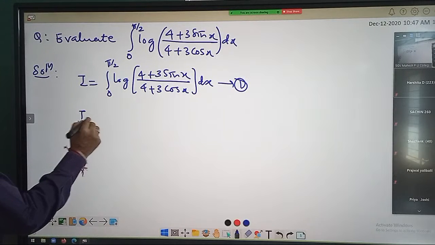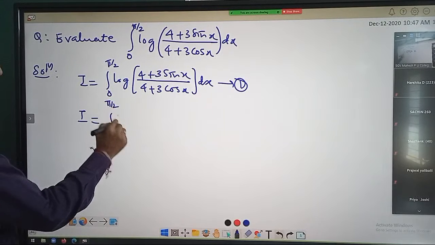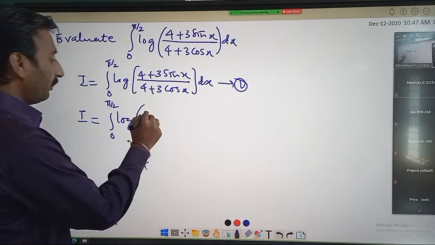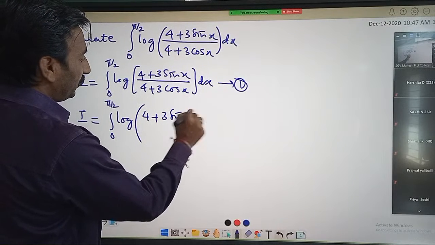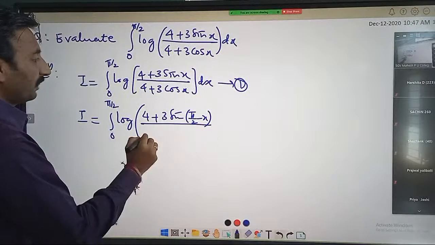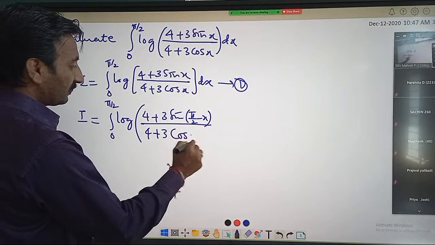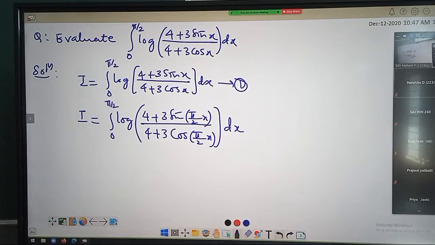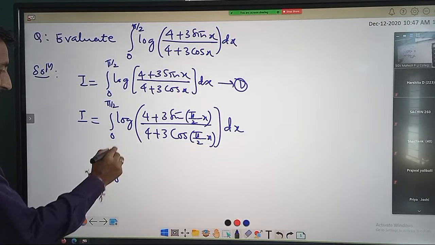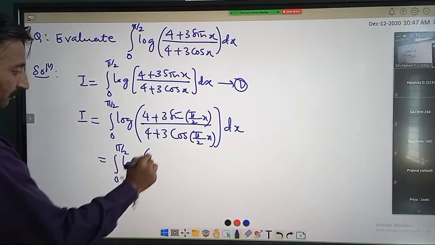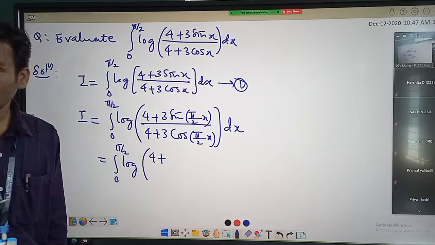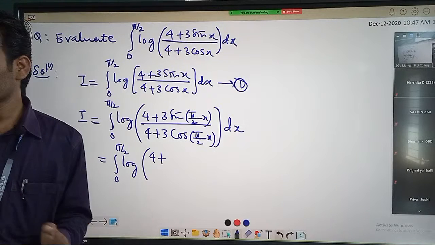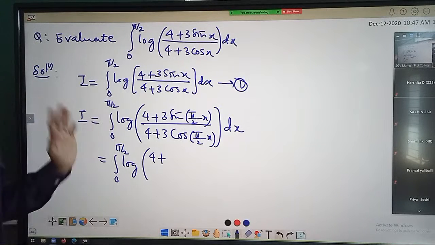Otherwise, what do I do? Wherever there is sin, I write sin of pi by 2 minus x. Integral from 0 to pi by 2 of log of (4 plus 3 times sin of pi by 2 minus x) whole divided by (4 plus 3 times cos of pi by 2 minus x) with respect to x. What do you get here? This is 0 to pi by 2 log of 4 plus 3 cos x over 4 plus 3 sin x. In the first quadrant all trigonometric functions are positive. There is no issue of the minus. Directly only the function changes: sin becomes cos and cos becomes sin. Correct?